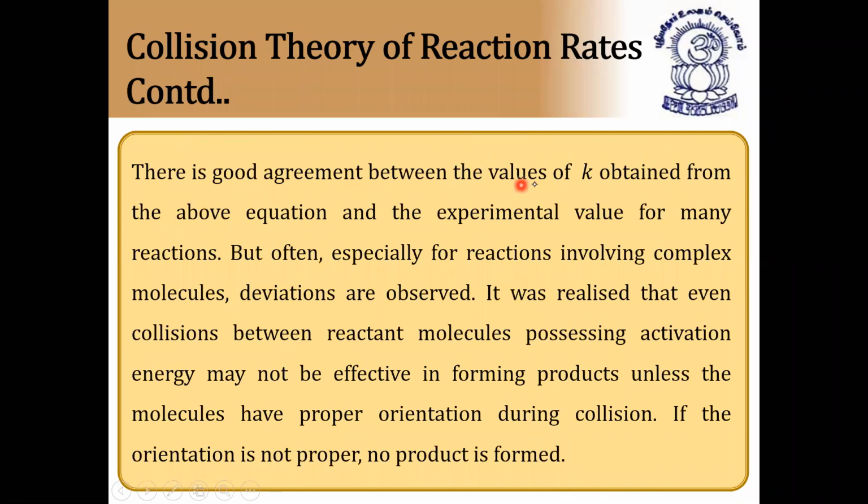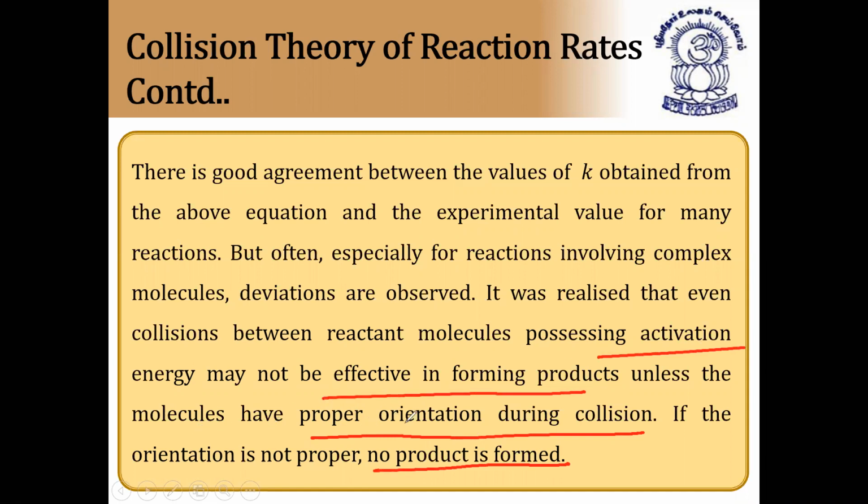There is good agreement between the values of K obtained from the above equation and the experimental values for many reactions, but often, especially for reactions involving complex molecules, deviations are observed. It was realized that even collisions between reactant molecules possessing activation energy may not be effective in forming products unless the molecules have proper orientation. If the molecules do not collide in proper orientation, there is no product. Means the direction should be perfect. Even though they attain threshold energy or activation energy, it may not be effective in forming products unless the molecules have proper orientation.